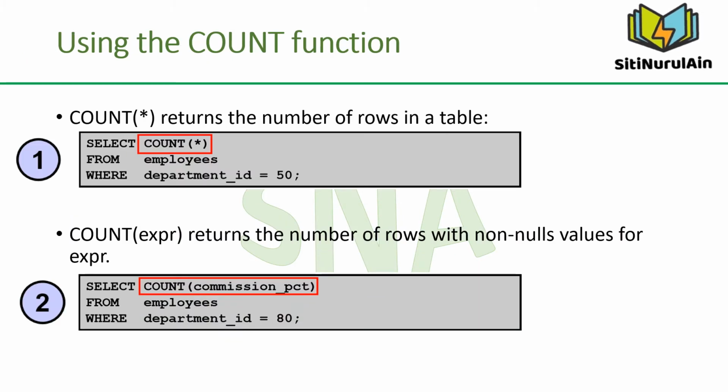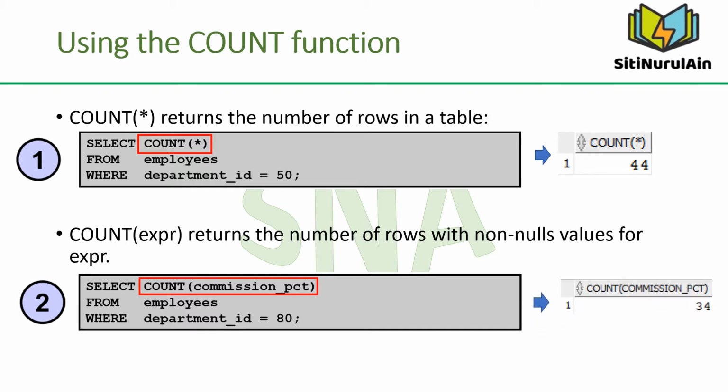The count function has three formats. Count, asterisk. Count, with expression. Count, with distinct expression. The first example in the slide displays the number of employees in Department 50 using the count, asterisk, function. The second example in the slide displays the number of employees in Department 80 who can earn a commission using the count, with expression.